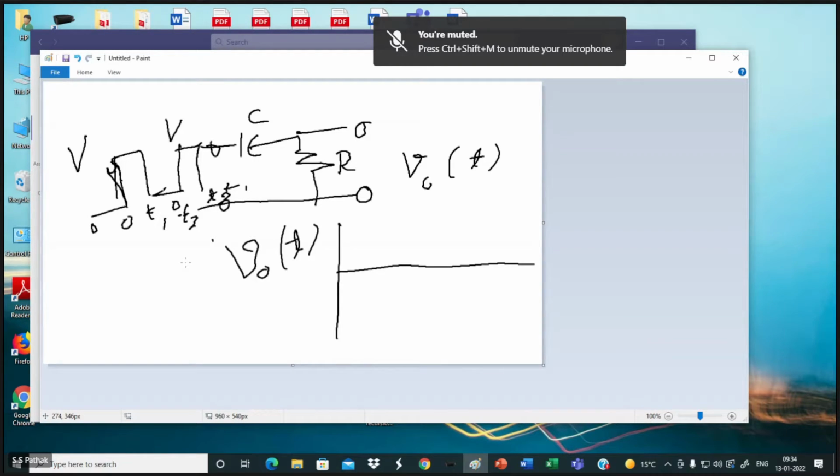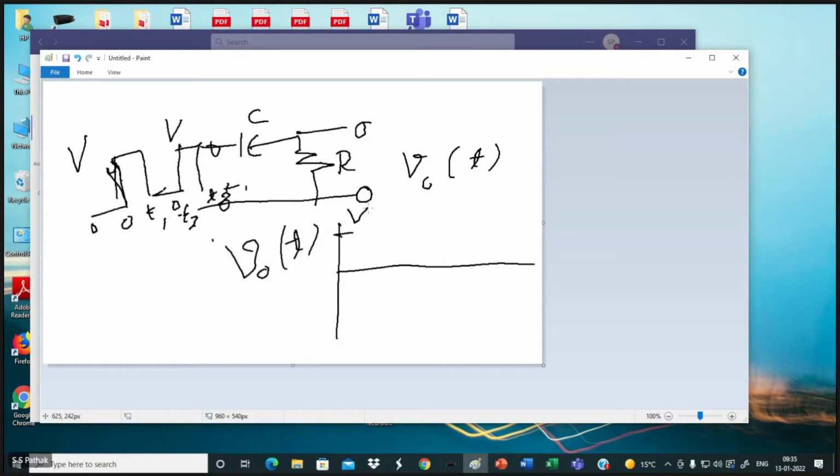Plus V will be applied across the capacitor. Plus V is applied at this input and it will appear as a short circuit here, so plus V comes here. V naught will be plus V. Plus V or minus V? Plus V is put over there. There is nothing like charging taken place, so plus V comes over here.